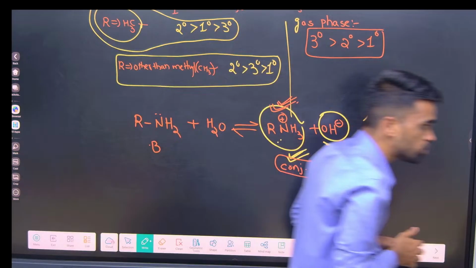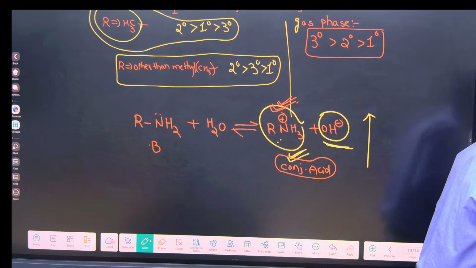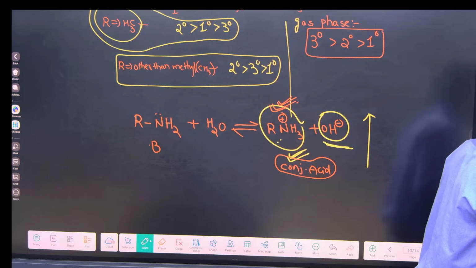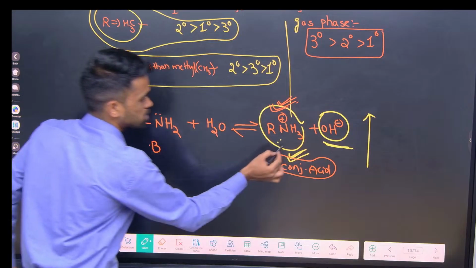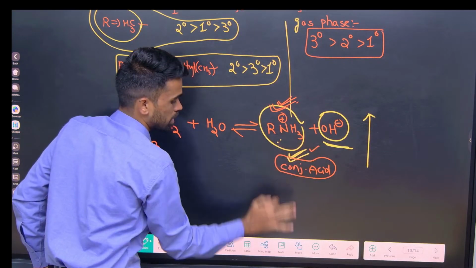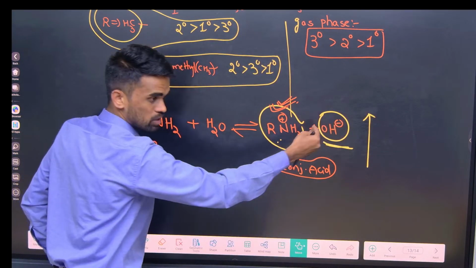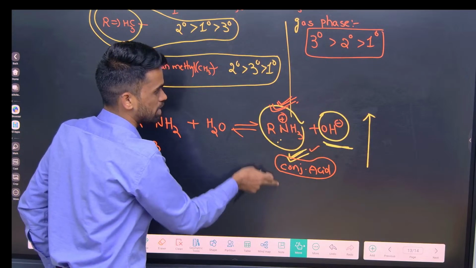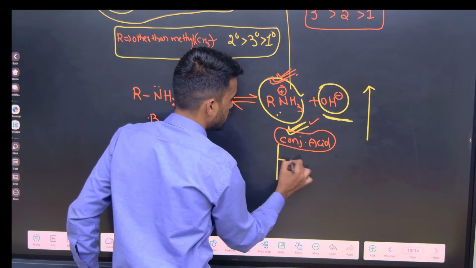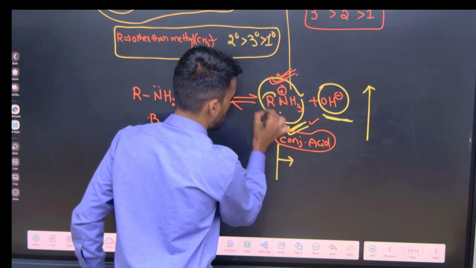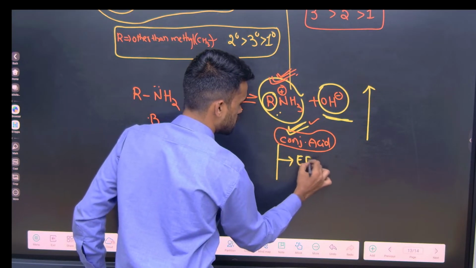So this is how you need to think of it. Now what I am saying is, if this conjugate acid is more stable, the equilibrium shifts forward, and that is more basic, I am saying. So now the stability of the conjugate acid formed here depends on these alkyl groups, that is, electron releasing groups.